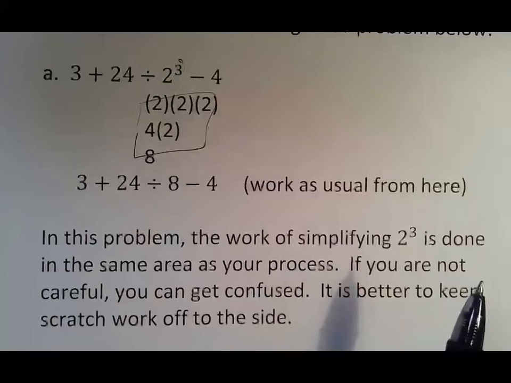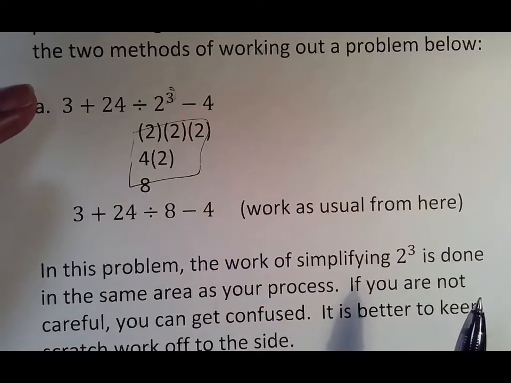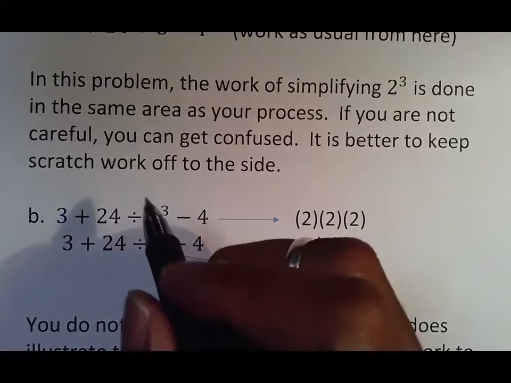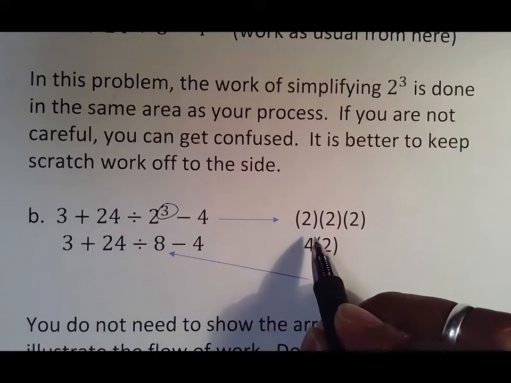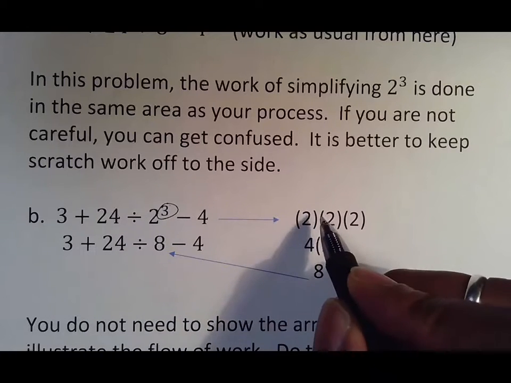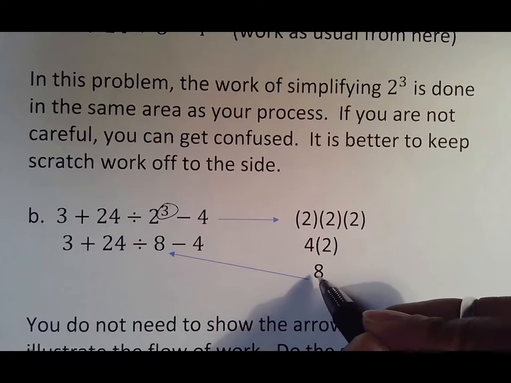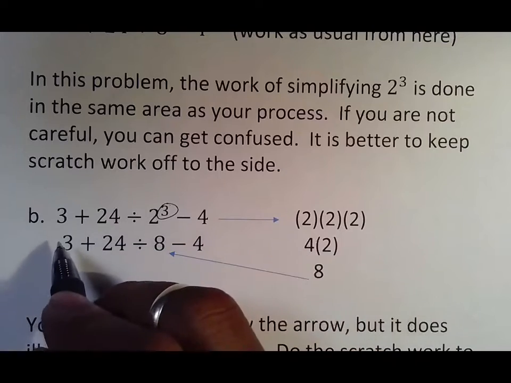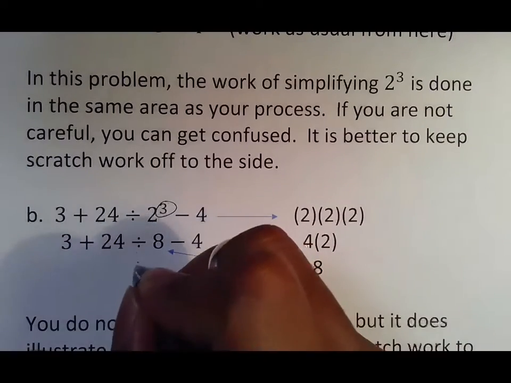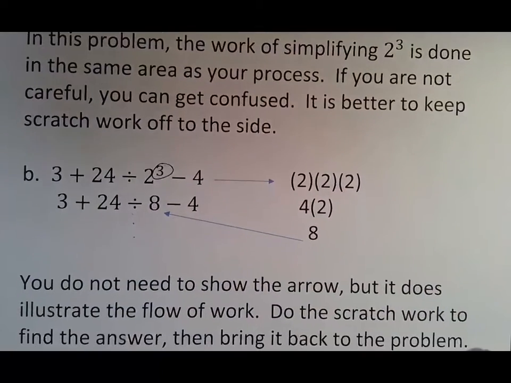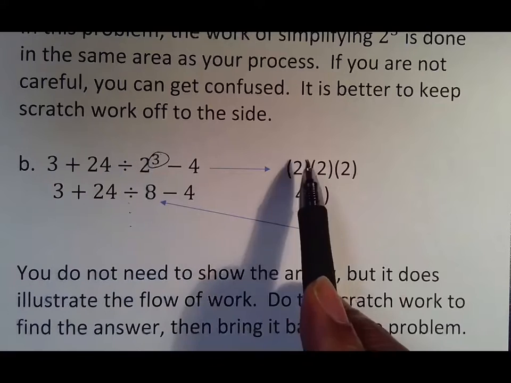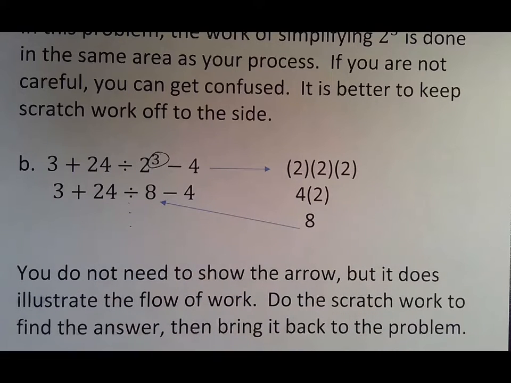In other words, same problem, as you notice, 3 plus 24 divided by 2 to the third minus 4. Once I know I'm going to do 2 to the third, I go off to the side. I write 3 2's because that means 2 times 2 times 2. I simplify that to be 4 times 2, which is 8. I then bring that back to be 3 plus 24 divided by 8 minus 4. From there, we work it out as we normally would. You don't need to show the arrow, but I'm doing that to illustrate that from here, I go over, do my scratch work, and bring that number back.